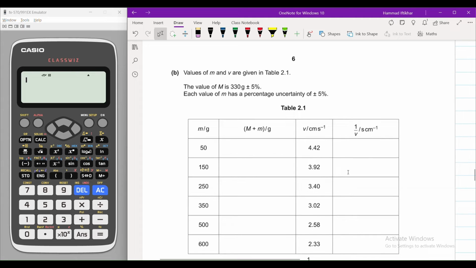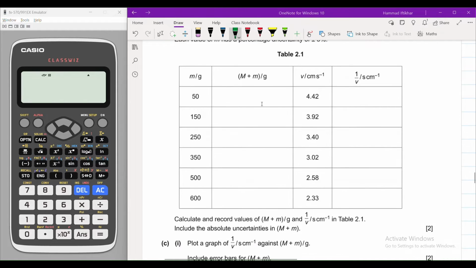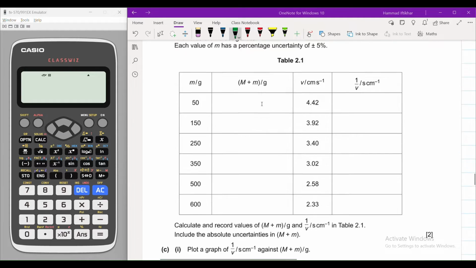Values of m and v are given in table 2.1. The value of M is 330 grams, plus minus 5%. Each value of m has a percentage uncertainty of plus minus 5%. Calculate and record the values of M plus m per gram and 1 over v per second per centimeter.